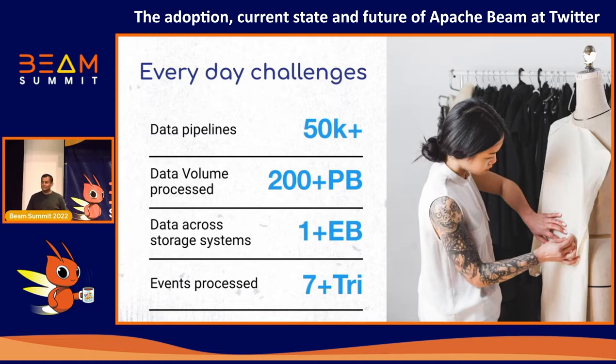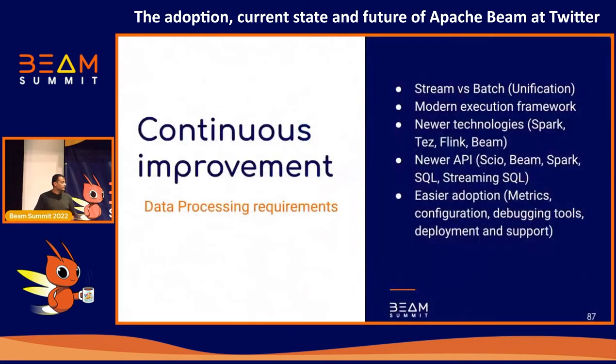Apart from the variety of applications we have to support, there is also a bit of a challenge around scale. On any typical day, you'll see that we have more than 50,000 data pipelines running across our data processing systems. All of these systems crunch more than 200 petabytes of data every day. To be able to support this processing framework, we also need to have storage systems. And we have our data lakes and data warehouse, each with more than an exabyte of storage needs. Data continues to grow every day, and typically on any given day, we see more than 7 trillion input events coming into the system, right?